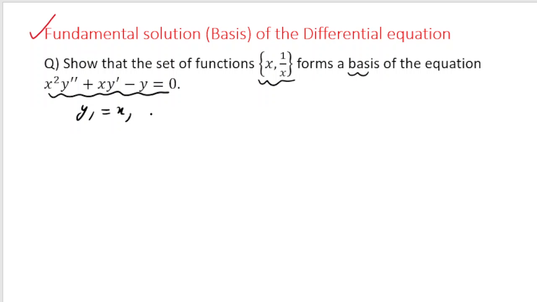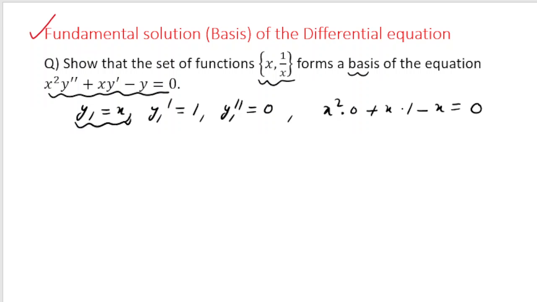So if I take y1 is equal to x, what is y1 dash? y1 dash is equal to 1, and what is y1 double dash? That is equal to 0. So if I put it in this equation, what will I get? x squared and y1 double dash is 0, plus x y1 dash is equal to 1, and minus, in place of y if I put y1, it is equal to x. So x minus x is equal to 0.